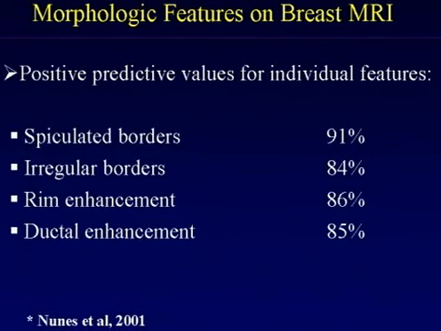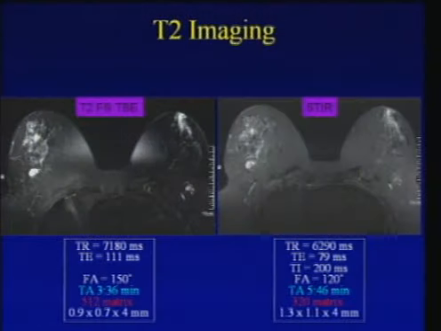Similarly, if you're looking at malignant lesions, we know that spiculated and irregular borders are going to be highly suspicious for malignancy. However, this is new added information, the rim enhancement or ductal enhancement. If you see that, you can tell your referring clinicians, gosh, I'm really worried about this mass that I'm seeing on MR.